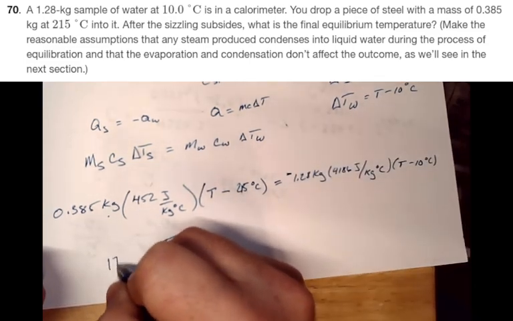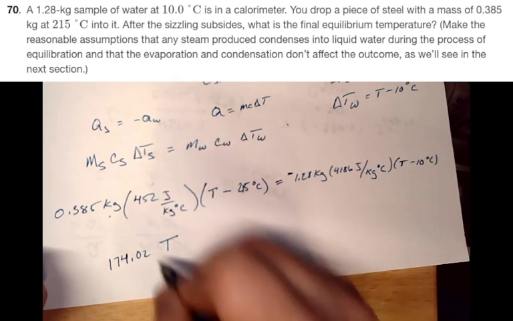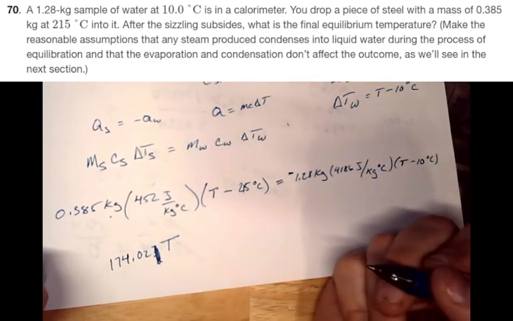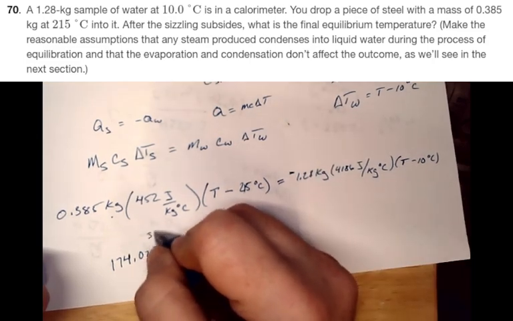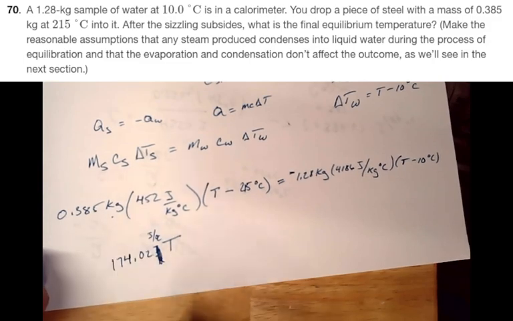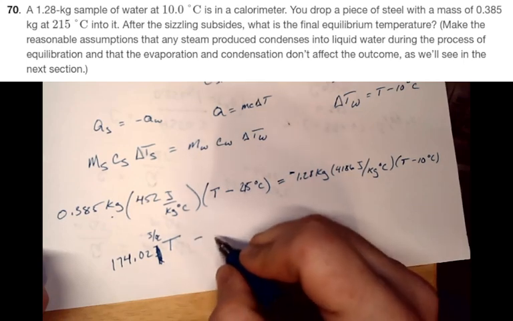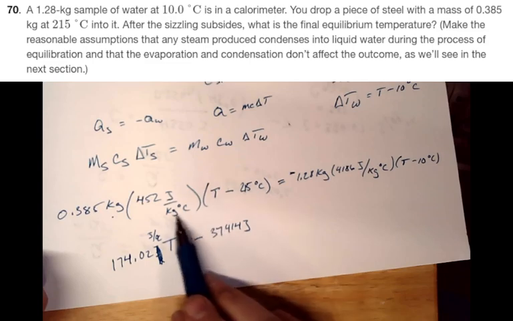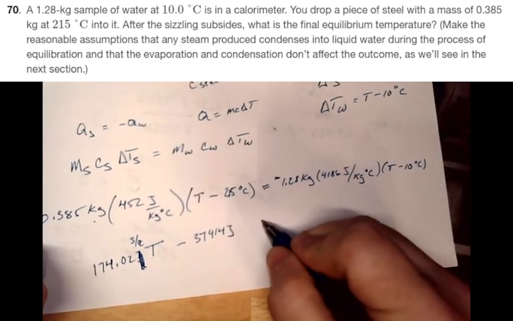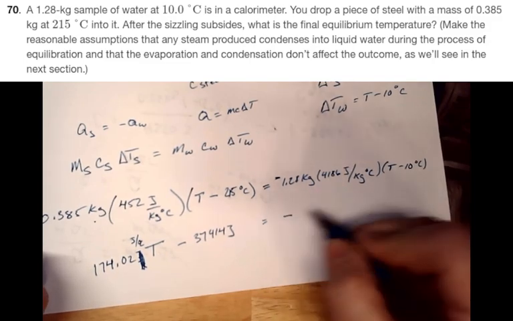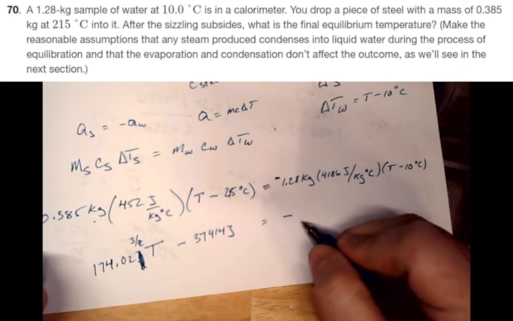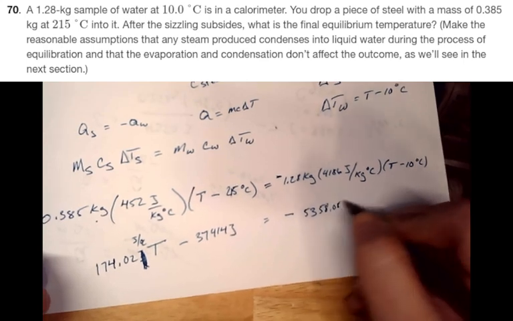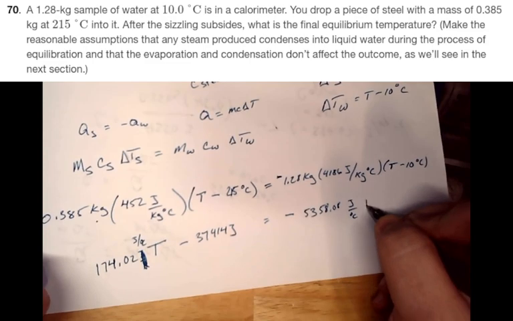I had 174.02, and it had units, joules per kilogram. Actually, its units were per degree. No, its units were joule per degree Celsius, because it's kilograms canceling. And then I would have minus 37,414 joules. Alright, there the kilograms and the degrees Celsius cancel. And I'll have, on this side, minus, multiply this out, 5,358.08 joules per degree Celsius times T.